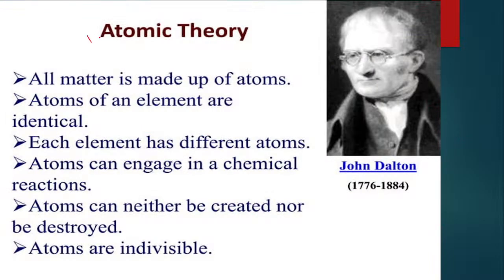So if I'm talking about the atomic theory, this theory is given by John Dalton. According to this theory, all matter is made up of atoms. Atoms of an element are identical. Of course, they must be identical, that's why they are forming one particular kind of element, right? Each element has different atoms. That's why they are differing from each other.